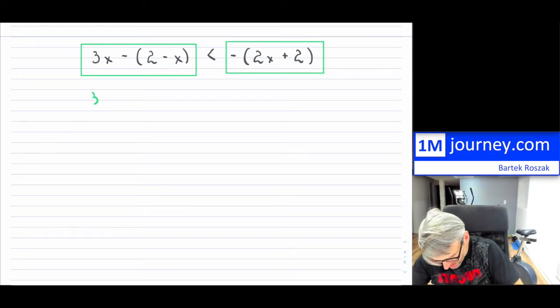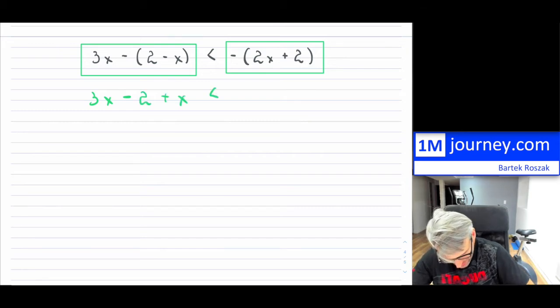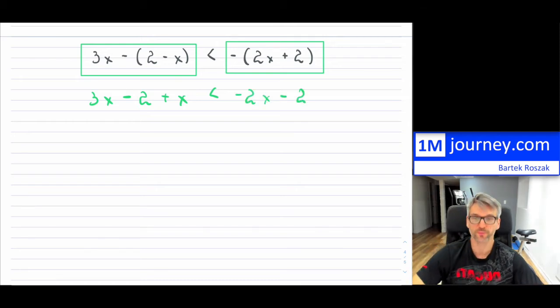So in this case, I'll have 3x. I'm going to bring in the negative. That's going to turn that less than. Bring in that negative in there, which is -2x minus 2. This is what I have.